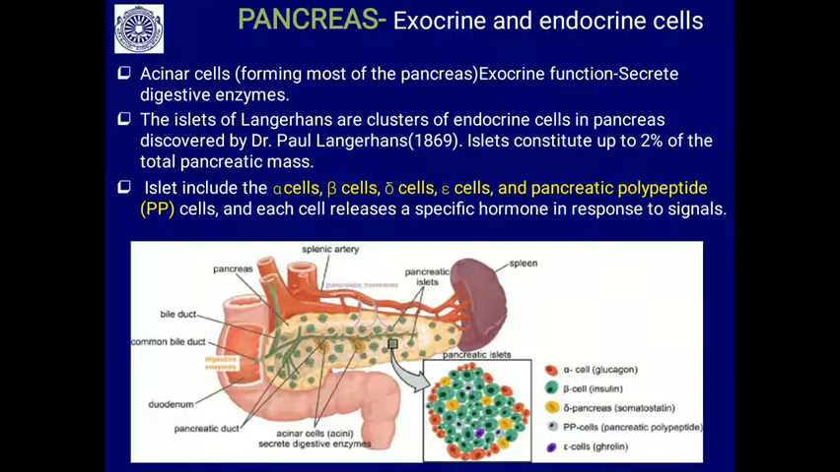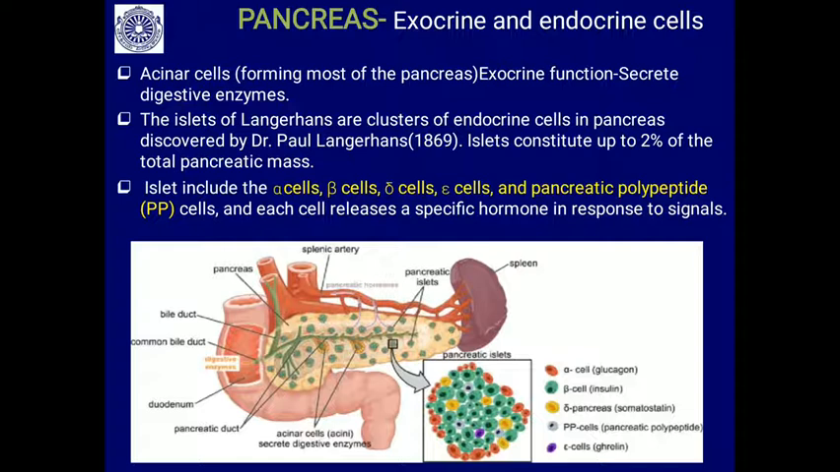You know that the endocrine part is called the islets of Langerhans. So, they are clusters of endocrine cells. Those are present in the form of small patches. You will be able to see here the dotted areas in this.